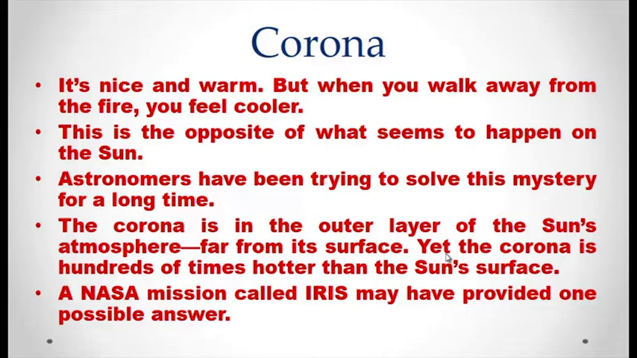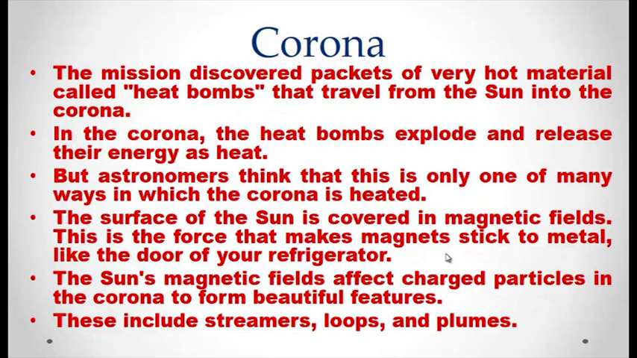A NASA mission called IRIS may have provided one possible answer. That mission discovered packets of very hot material called heat bombs that travel from the sun into the corona. In the corona, the heat bombs explode and release their energy as heat, so that the corona is hotter than the core part of the sun. But astronomers think that this is only one of many ways in which the corona is heated. So many other ways may be there for the corona to get the high temperature it possesses.